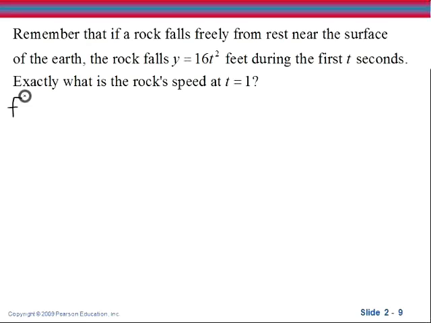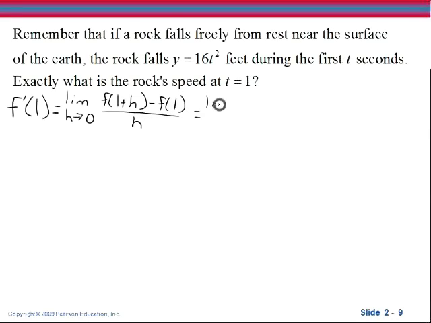That would be f prime of 1, which is the limit as h approaches 0 of f of 1 plus h minus f of 1 divided by h. That is the limit as h approaches 0. And if we take f of 1 plus h, we'll plug 1 plus h into 16t squared, so we'll have 16 times 1 plus h squared, minus, then we plug 1 in, 16 times 1 squared, and that'll all be over h.